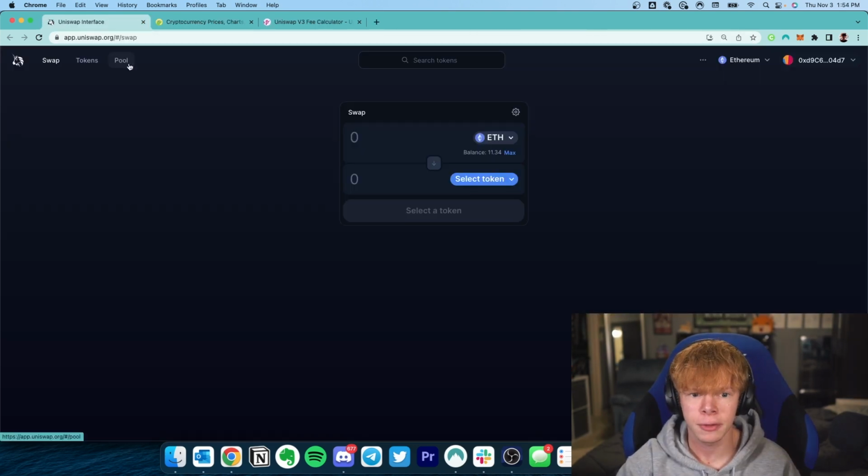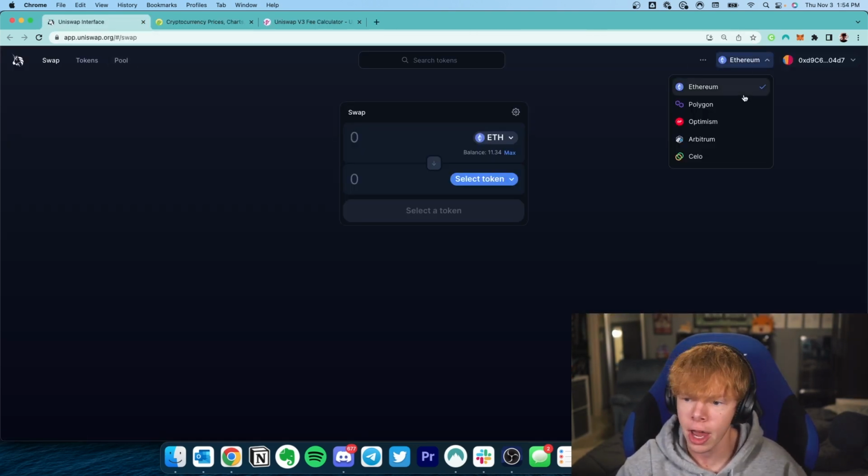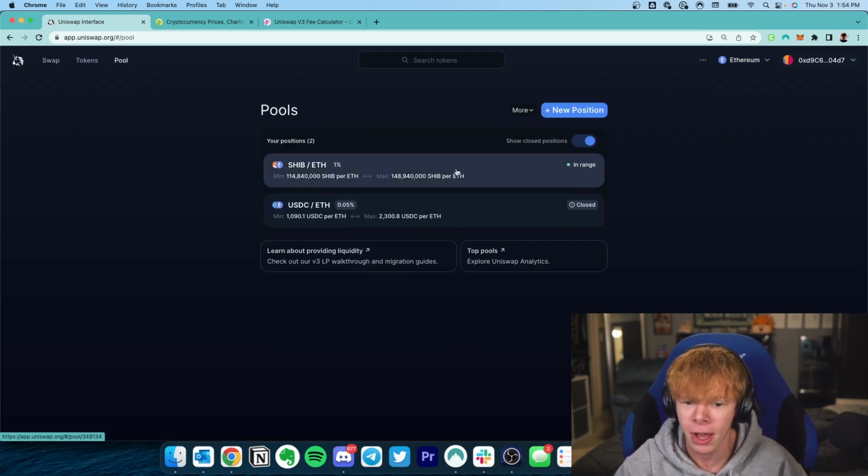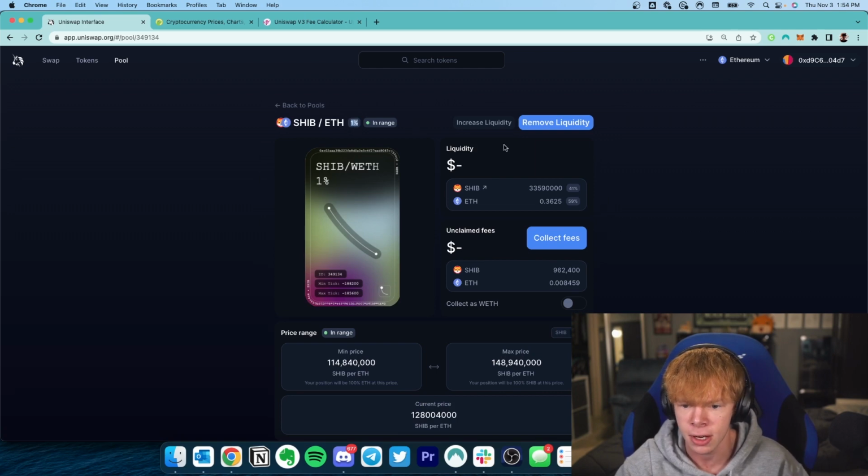Now, there are thousands of tokens on the Ethereum network and the other networks that are supported on Uniswap, so you're probably wondering what pools I am deposited into, because there's plenty of different pools. Now, the first pool that I am deposited into is SHIB to Ethereum on the 1% fee tier. If you actually take a look at this pool, I have about $963 deposited, and I've earned about $25 in fees, which is pretty awesome.